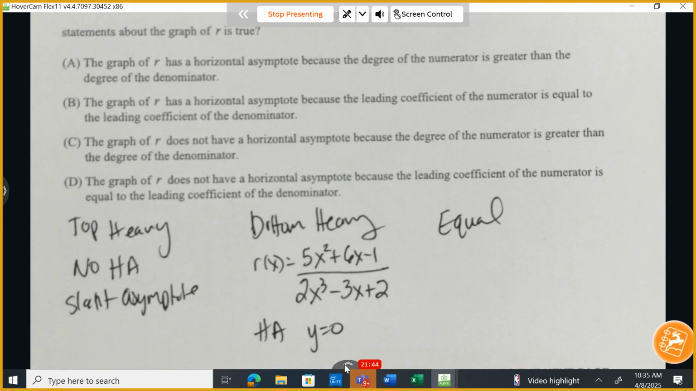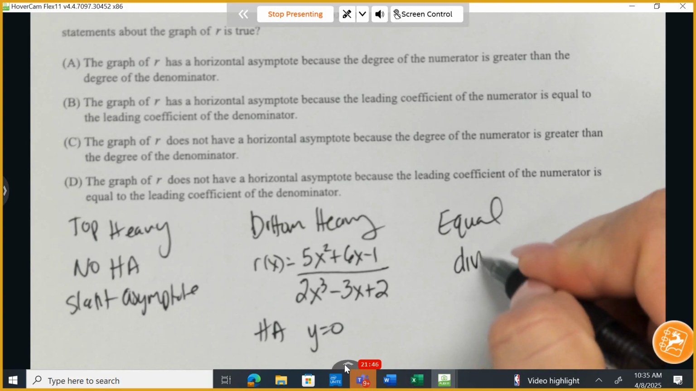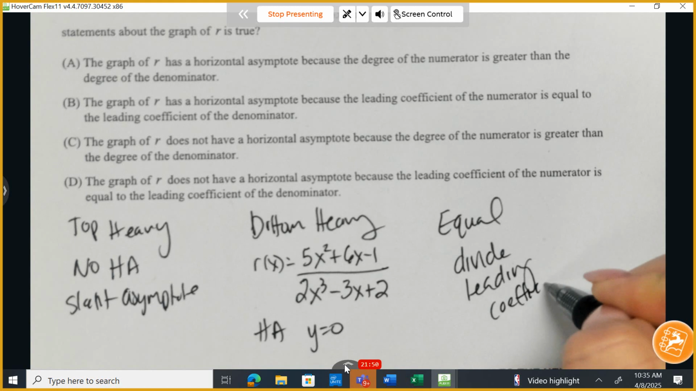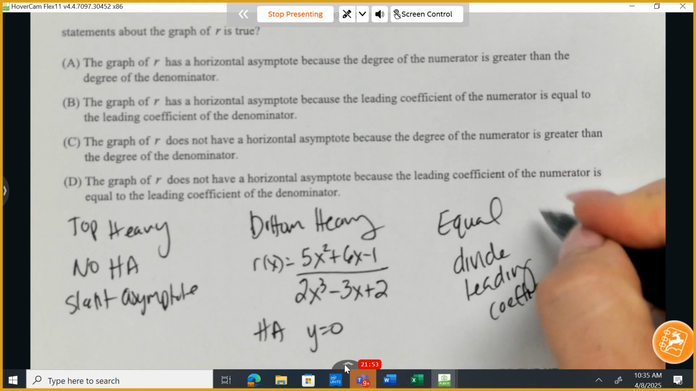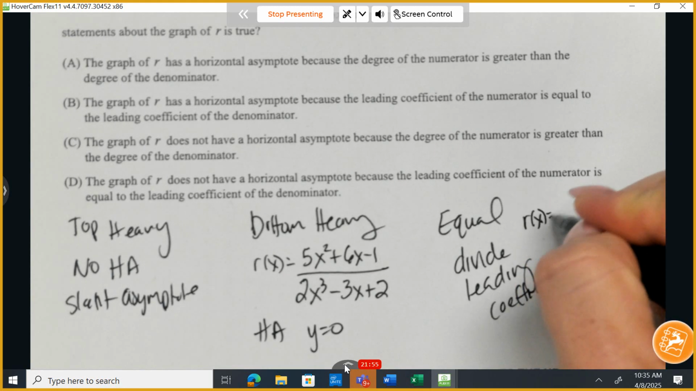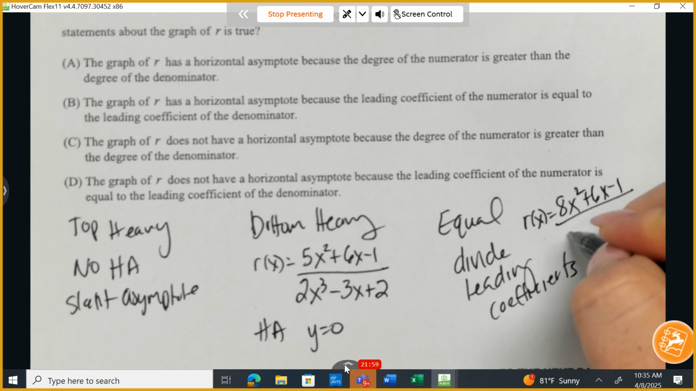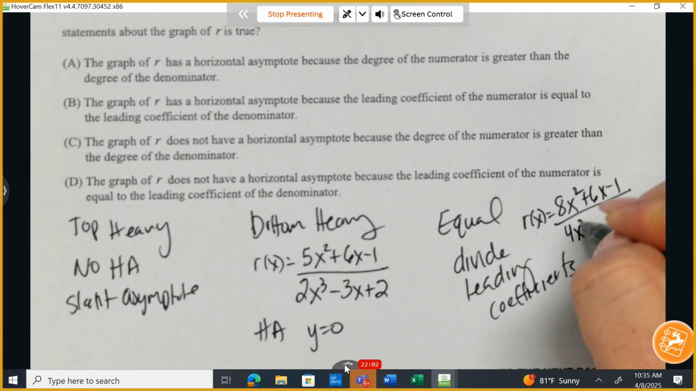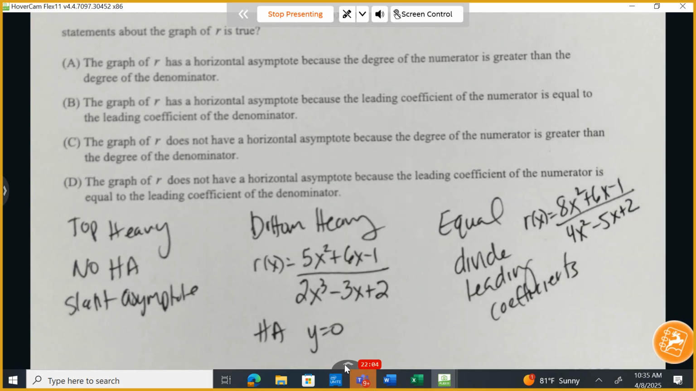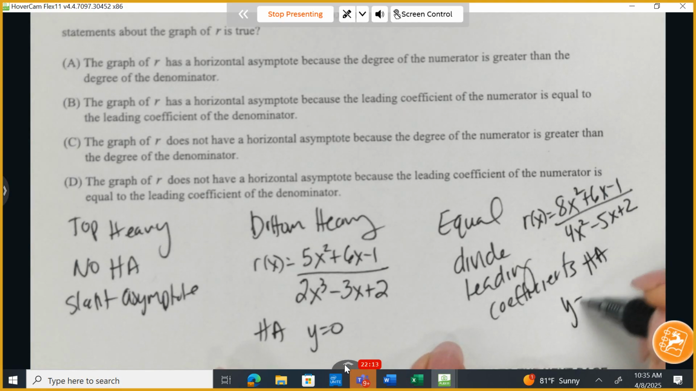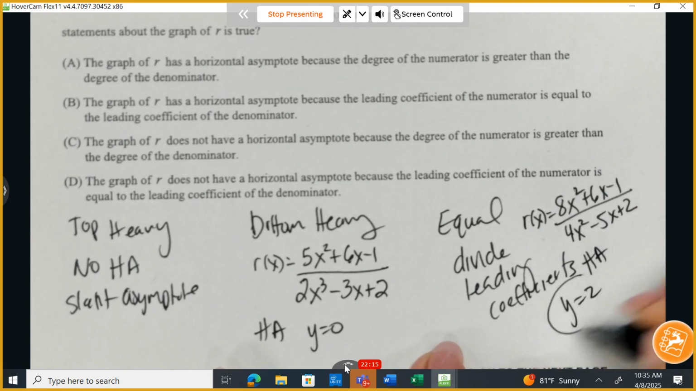Now, what do we do when they're equal? You're going to divide the leading coefficients. So again, I like examples. R of x equals 8x squared plus 6x minus 1 over 4x squared minus 5x plus 2. Okay, I got a degree on top of 2. I got a degree on the bottom of 2. The degrees are exactly the same. So to find the horizontal asymptote, the equation is y equals, well, 8 divided by 4 is 2.